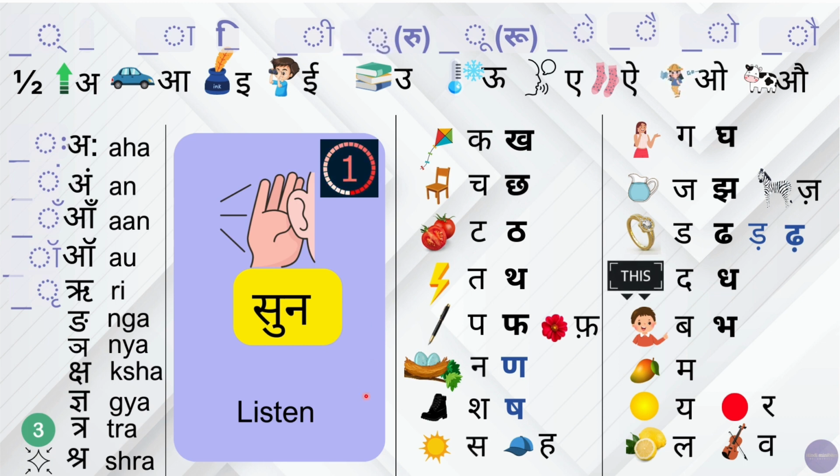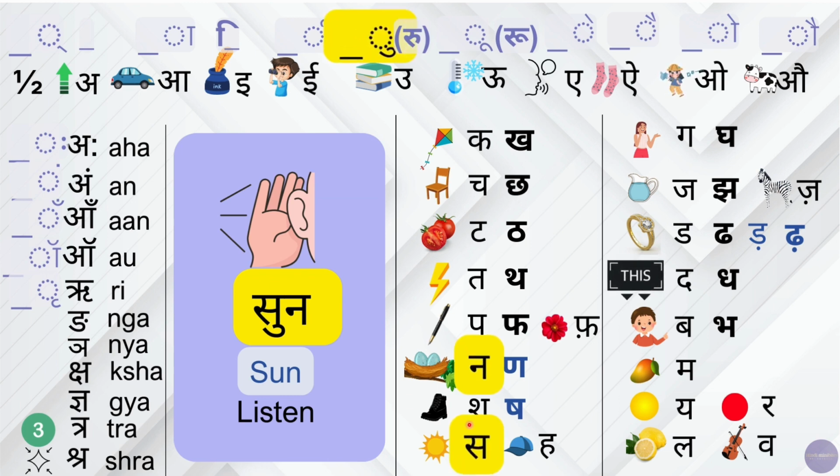This one means to listen. S as in sun, N as in nest. And when we add the add-on symbol O as in book to S, it makes the sound so. So this word is pronounced as sun. Sun. Next word.